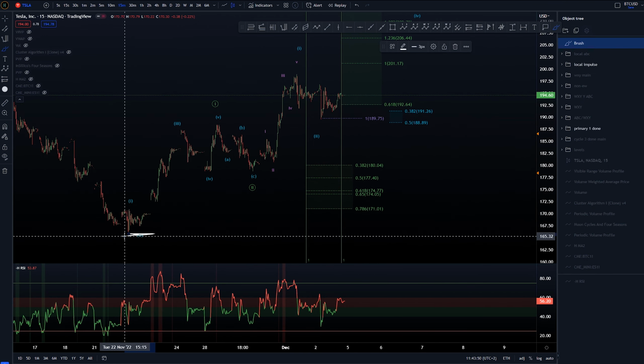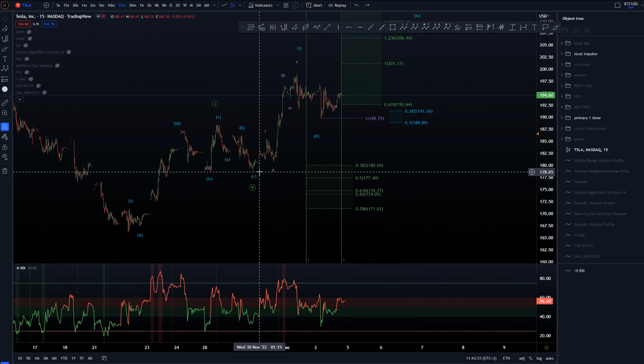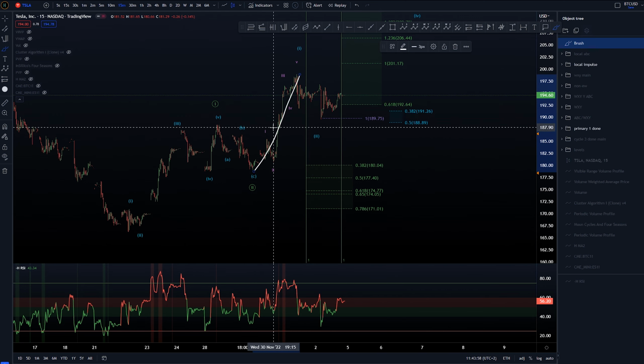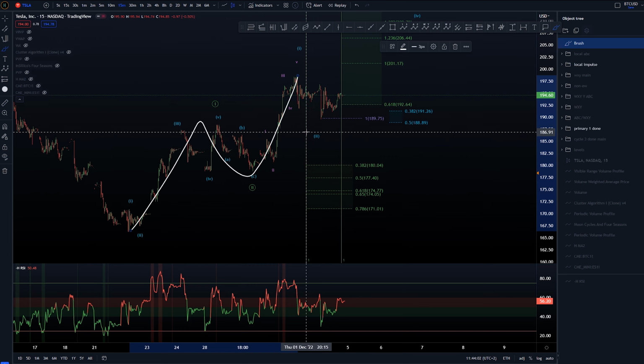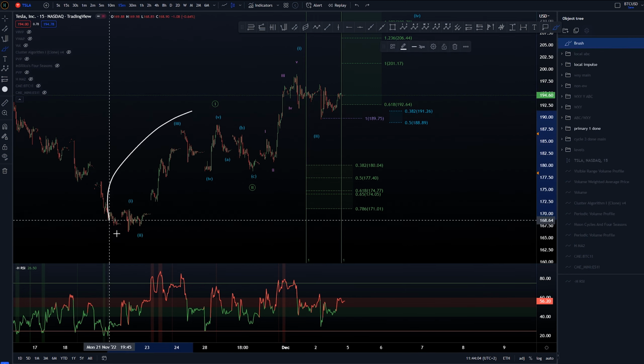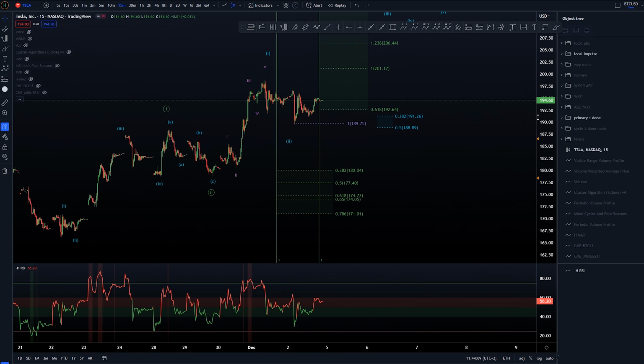The invalidation would be all the way down at these lows at that point, so the risk was still there. Again, there was a possibility of this being a wave C of this ABC. Of course it could have been something else, and this was not a 5-wave move at all. But yeah, that was the idea there.